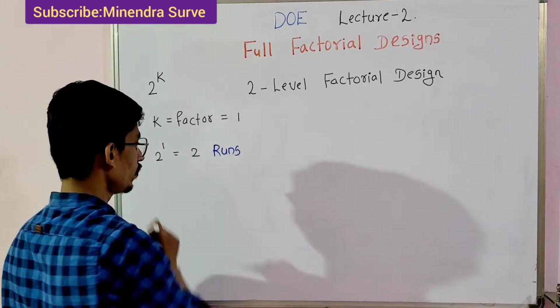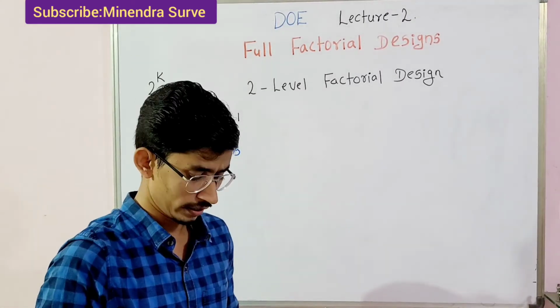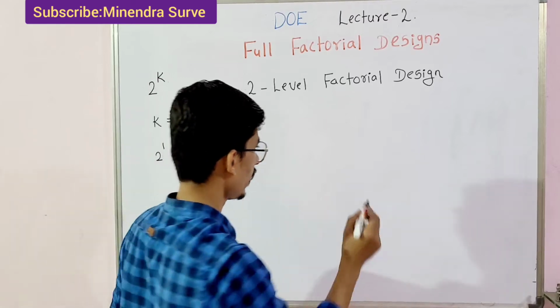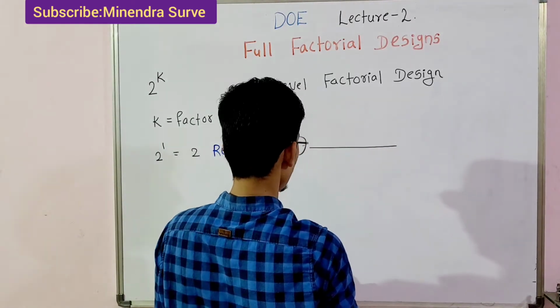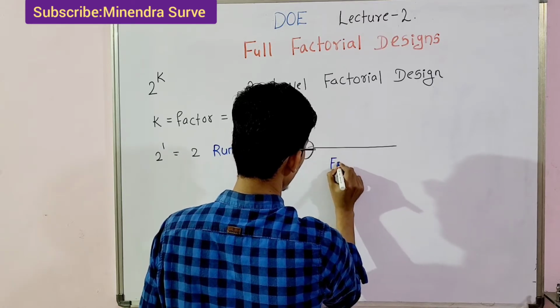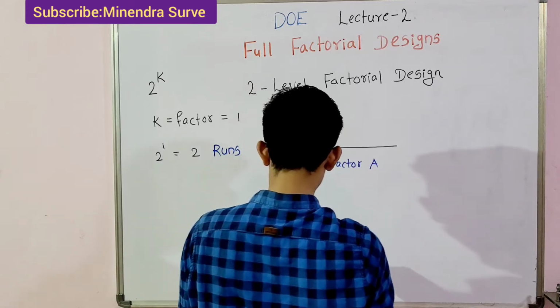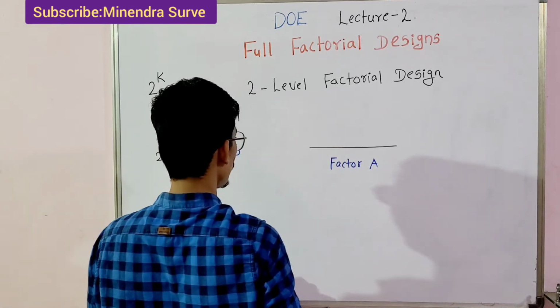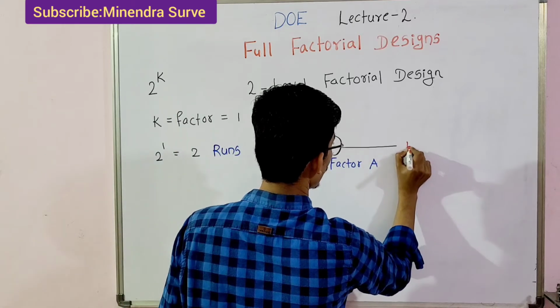Now I am drawing here only one factor, k equal to 1. So this is my factor, denoted here as factor A. For factor A, this is my low level and this is the high level.